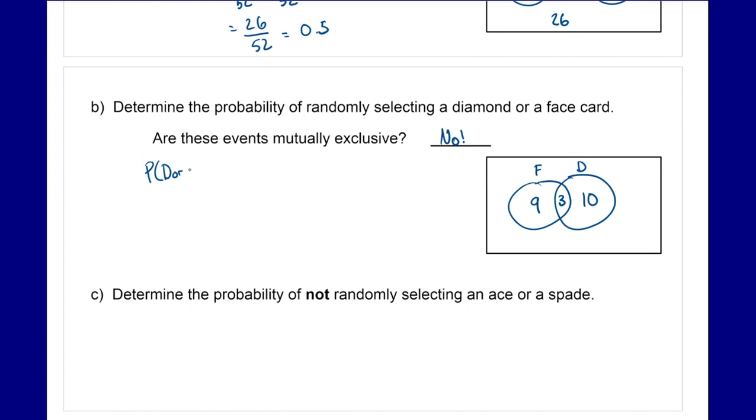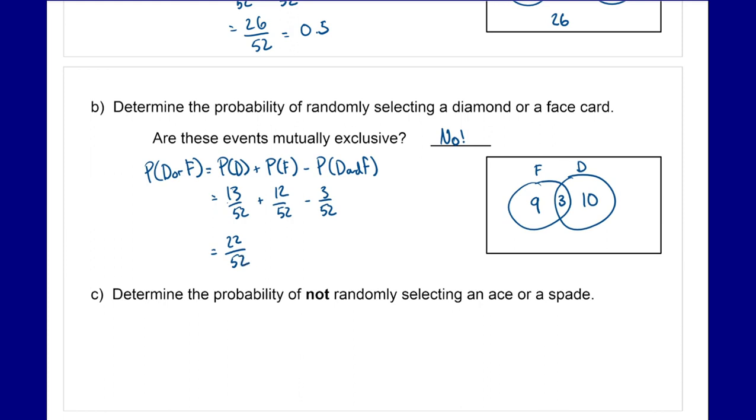The probability of a diamond or a face card is equal to the probability of a diamond plus the probability of a face card minus the probability of a diamond and a face card. So you could do it in different ways. So 13 out of 52 plus 12 out of 52 minus 3 out of 52 would give you 13, 25, no, 12 plus 13 is 25, minus 3, so 22 out of 52. I think this might be the exact same question that we just looked at, but it doesn't hurt to review.